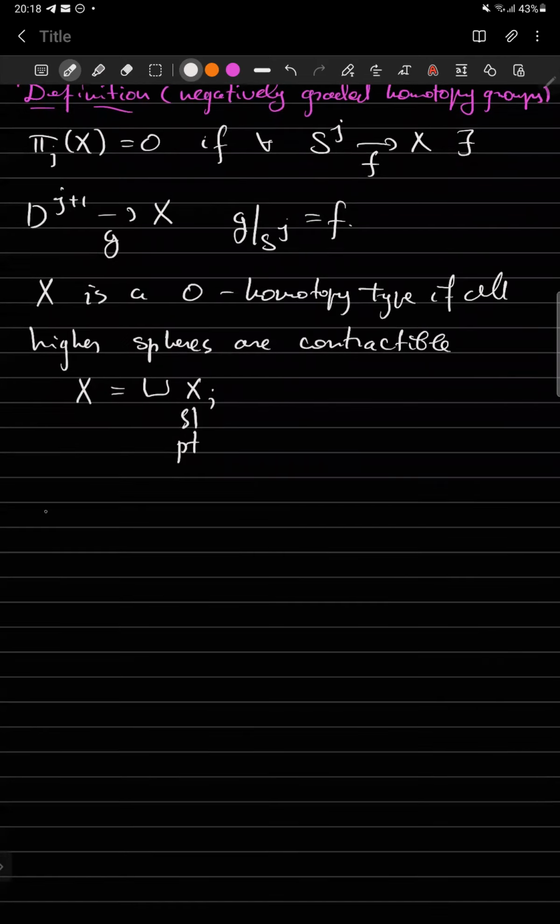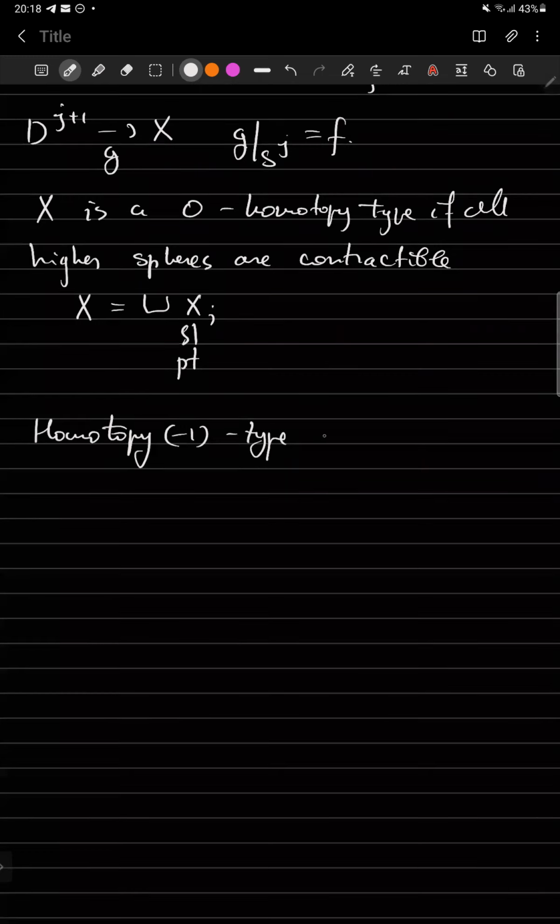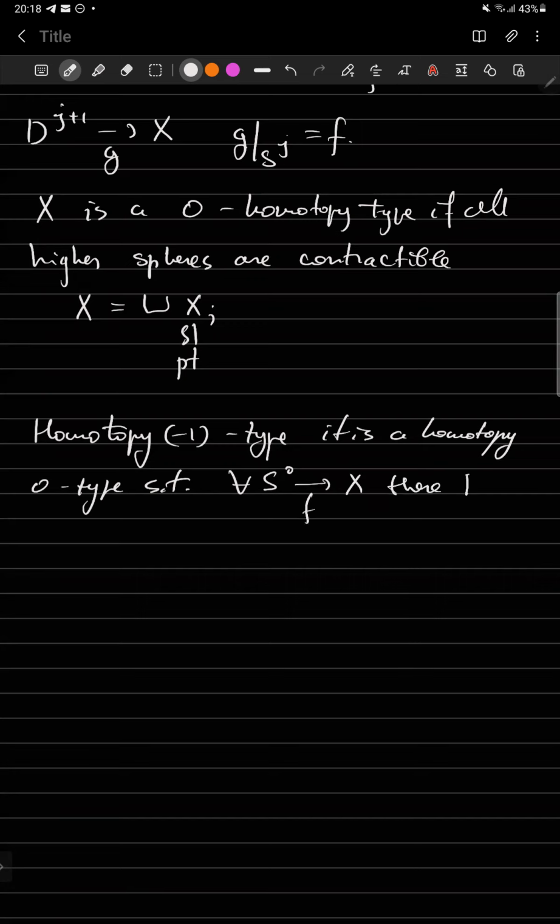Okay, so in a similar way, we can describe a homotopy minus one type. So this is a homotopy zero type such that for any S^0 to X, there is D^1 to X such that they coincide. So now it just means that X should be, at least up to homotopy, either empty or a one-point set.